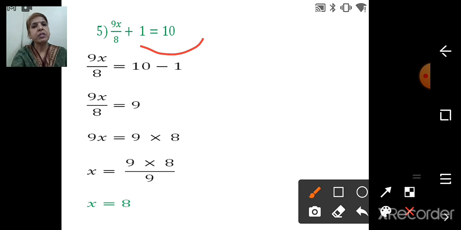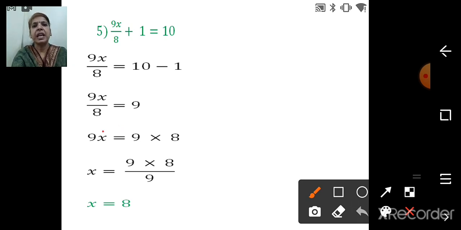So what we have to do is subtract 1 on both the sides. So what we are getting is 9x upon 8 is equal to 10 minus 1. Now what is 10 minus 1? 10 minus 1 is 9. So 9x upon 8 is equal to 9.